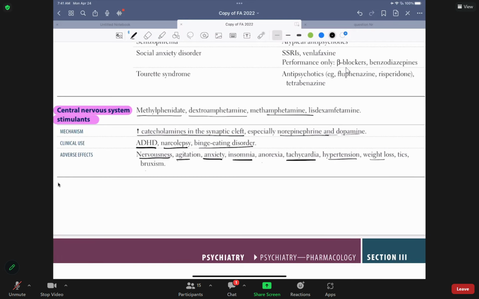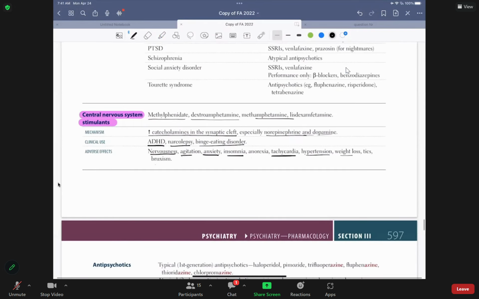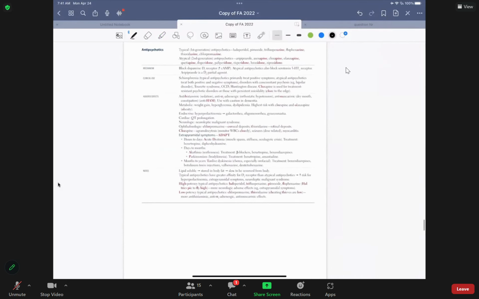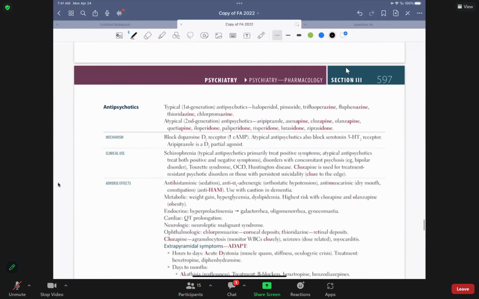All right, so that's central nervous system stimulants. Is everybody clear with that? All right, now look at that, antipsychotics. Such a high-yield topic for your exam. When I say antipsychotics, what do you think in your mind? These are dopamine blockers.